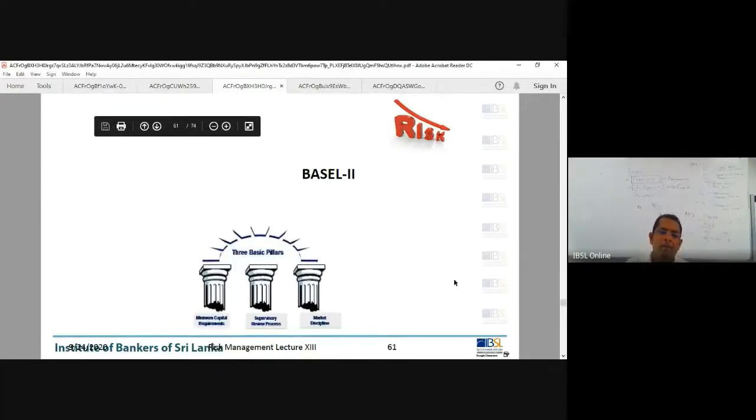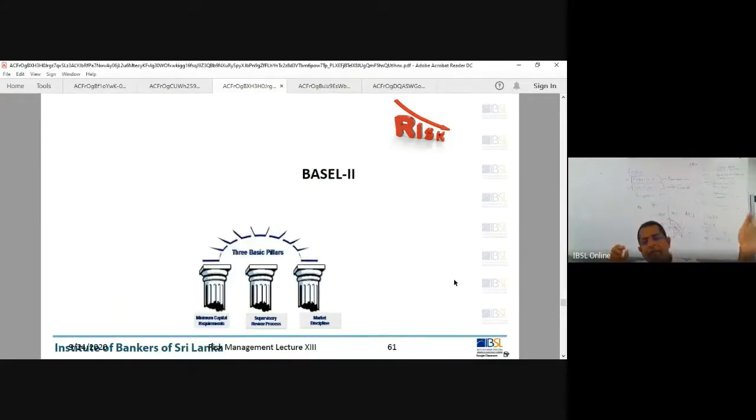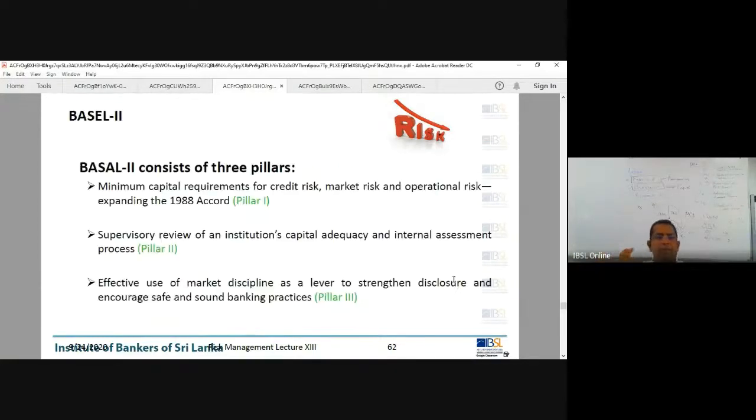Right? So Basel 2 is considered a 3-pillar mechanism. The first pillar, on my side the leftmost one, is the minimum capital requirement for credit risk, market risk, and operation risk. We will be discussing credit risk. Then the supervisory review process. I'll tell you what that is. Then the market discipline. I'll tell you what that is. This is the 3 pillars.